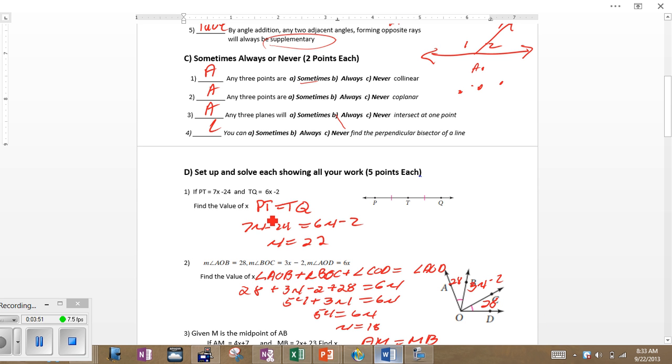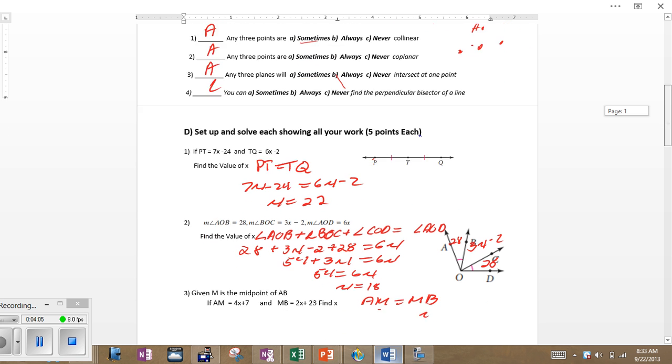State the geometric statement: PT is congruent to TQ. Little slashes tell us that. Set the values in. Solve for X. X is 22. You're done. Okay.